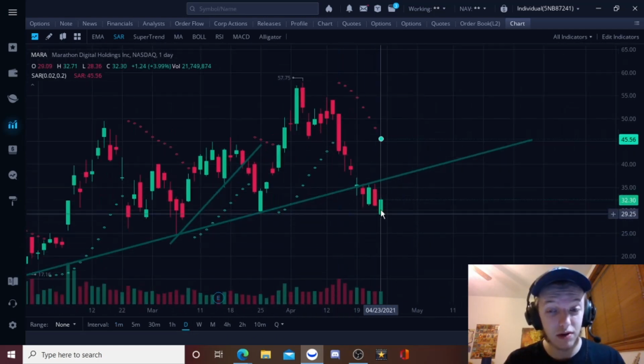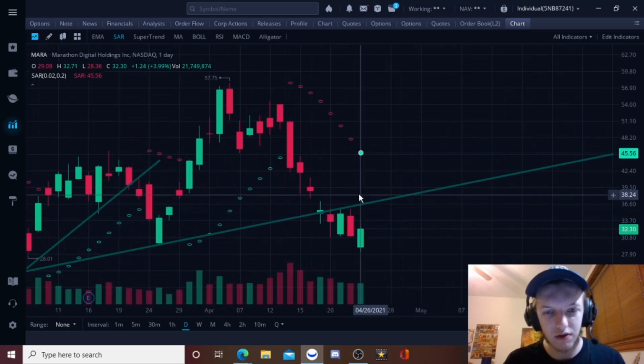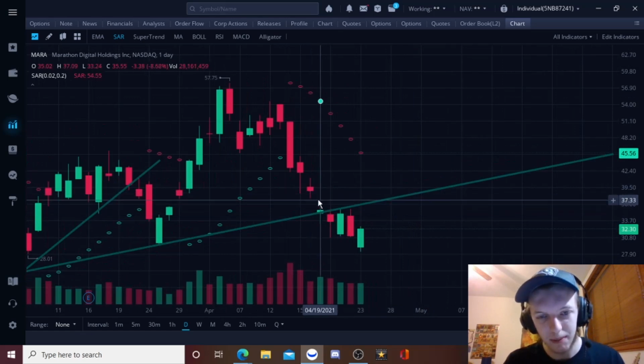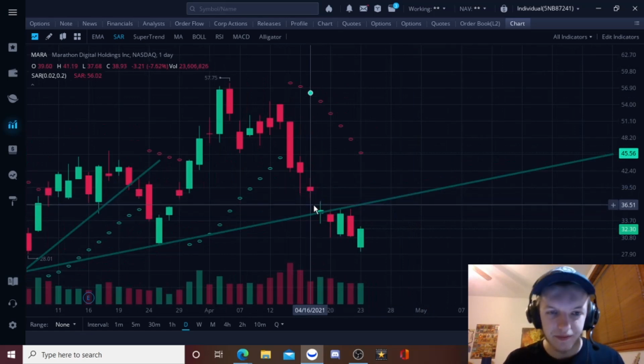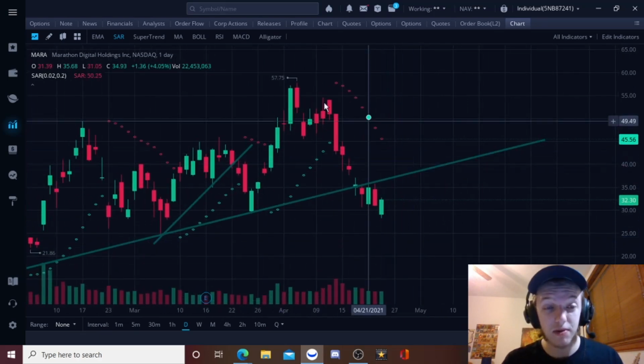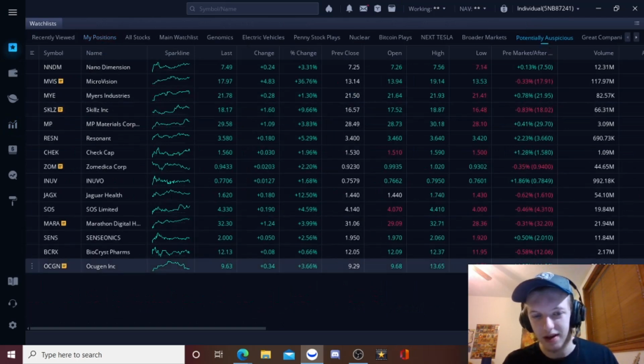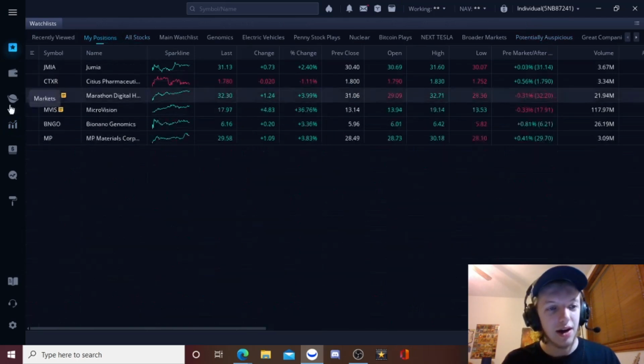Know that every candle here is a day of trading. This does not take into account the pre-market and after hours. That is why you see these gaps, right? That is because of the pre-market and after hours. Sometimes with these indicators, you may be trading something that's going off after hours, like Oxy that I called perfectly.